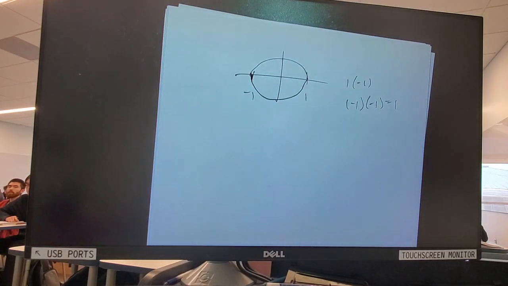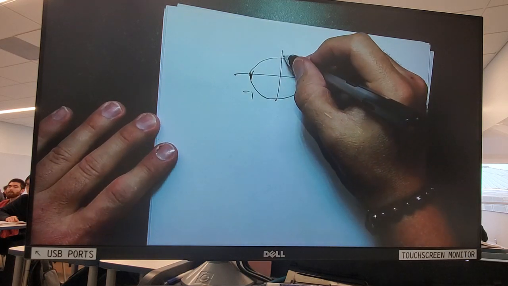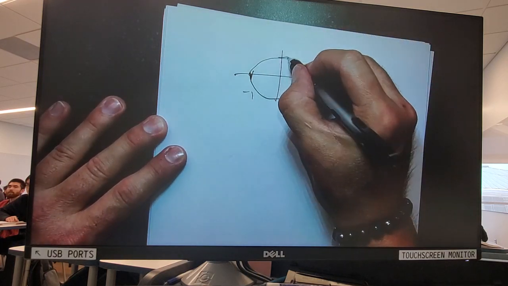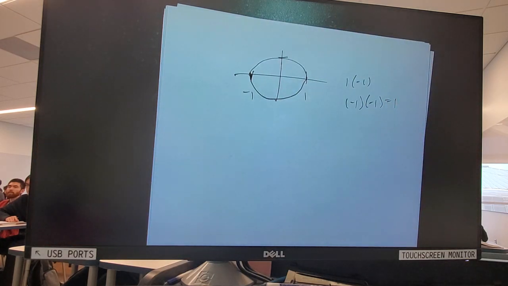Woo! So what happens if I do a quarter of a rotation? So I don't do 1 times a full negative 1, I do 1 times half of a negative 1, multiplicatively. And another way to say half a negative 1 multiplicatively is the square root of negative 1.